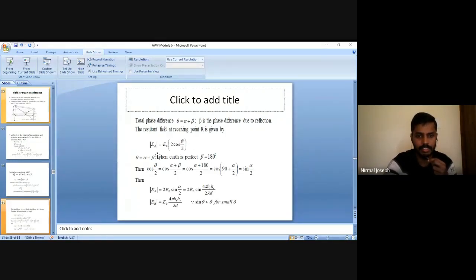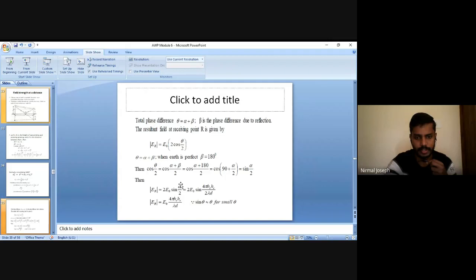So here theta will be alpha plus beta. For a perfect reflection, beta is equal to 180 degrees. So we can write cos theta by 2 as cos (alpha plus beta) by 2, or cos (alpha plus 180) by 2, which can again be written as cos (90 plus alpha by 2). Cos (90 plus theta) is sin theta, so it will reduce to sin alpha by 2. Just substitute that in the equation of the resultant field. The resultant field will be 2 E naught sin alpha by 2.